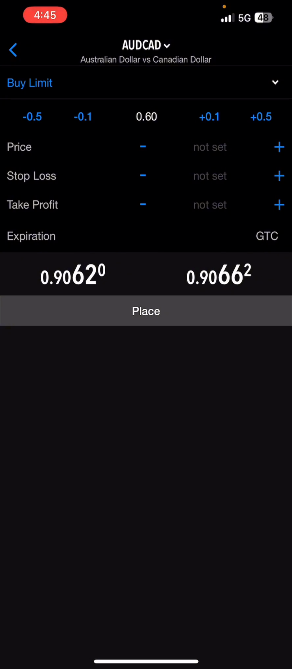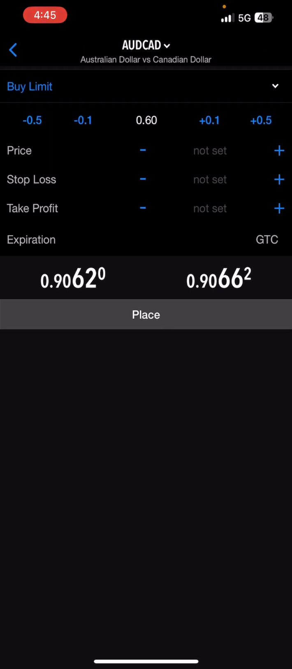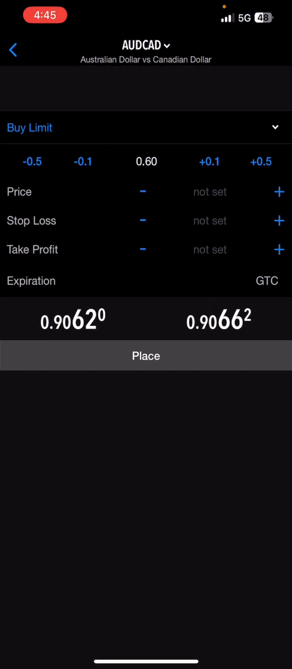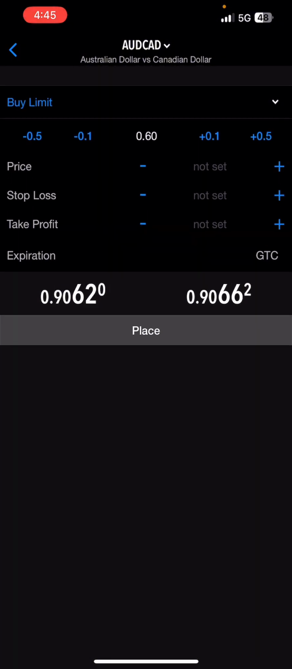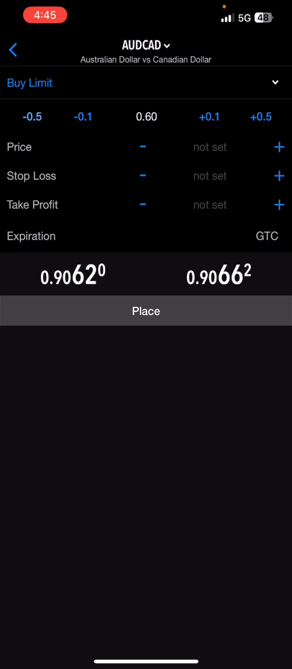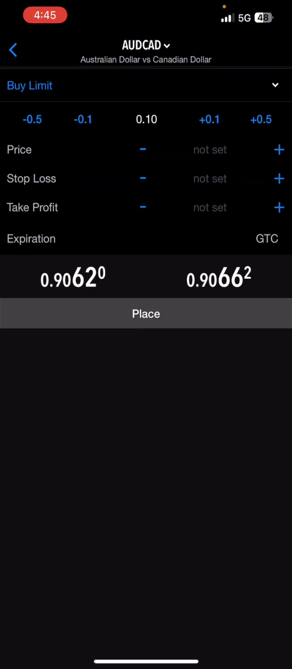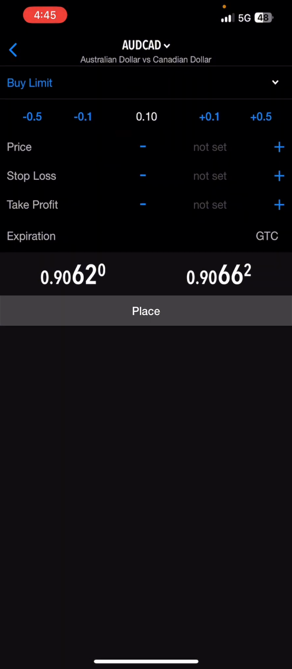Then the next thing here are these numbers. If you can see, minus 0.5, minus 0.1, 0.1, plus 0.1, plus 0.5. The one in the middle, which is the white one, 0.1, is called your lot size. What did I say? Your lot size. LOT, then size.